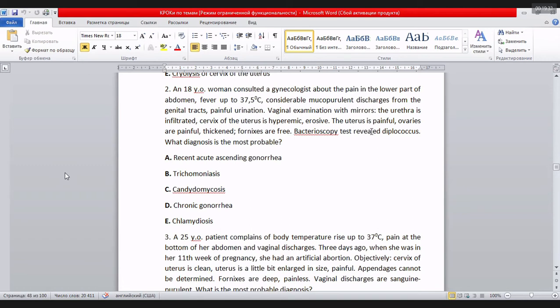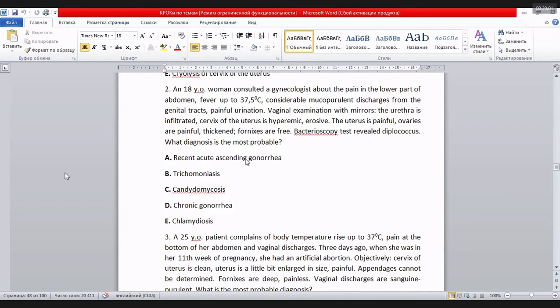Bacterioscopy test reveals Diplococcus. Diplococcus, guys, what is it? If it is Diplococcus? Gonorrhea. Gonorrhea, you're quite right. It is gonorrhea. They don't tell you it revealed gonorrhea. They tell you Diplococcus. For this, you need to know the specificities because the microbe of gonorrhea looks like Diplococcus. What is the most possible diagnosis?